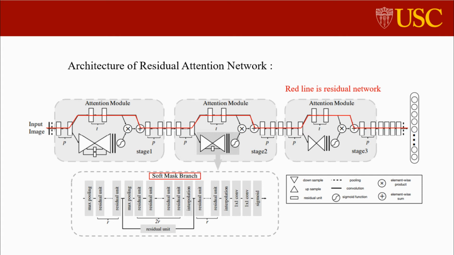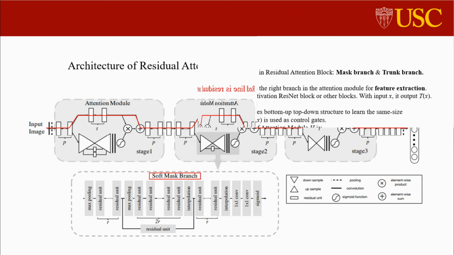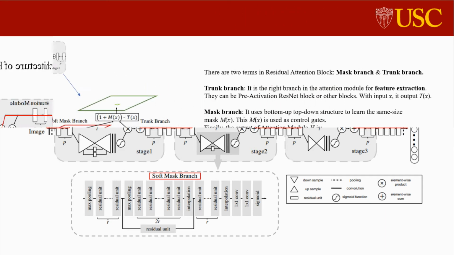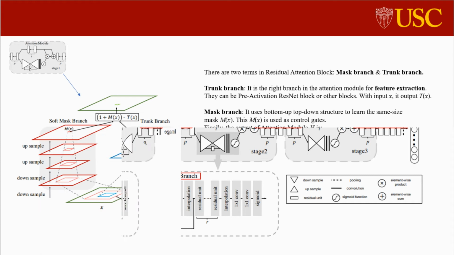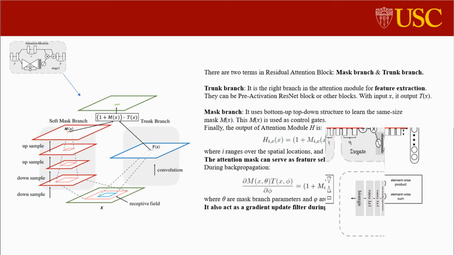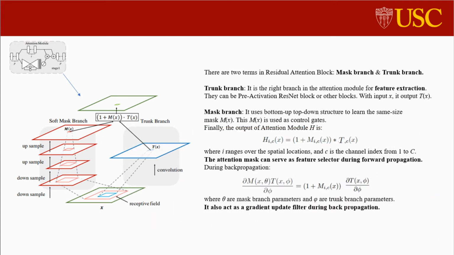Here is the architecture of the residual attention network given in the paper. We can see that the red line has no difference from the residual network. But by adding another branch named the soft mask branch, we can build the attention block. Let's see the inside structure of the attention block.